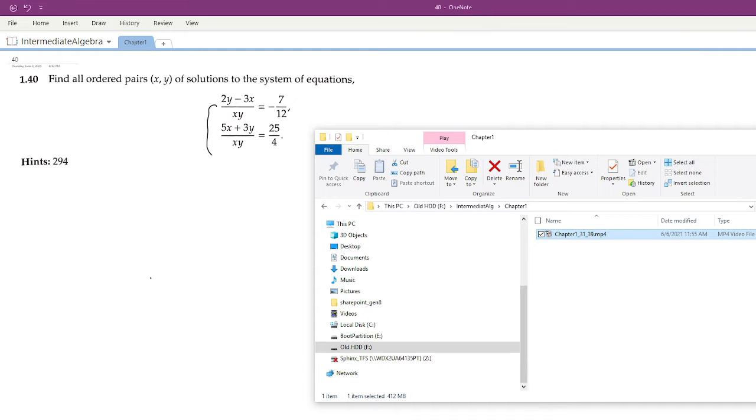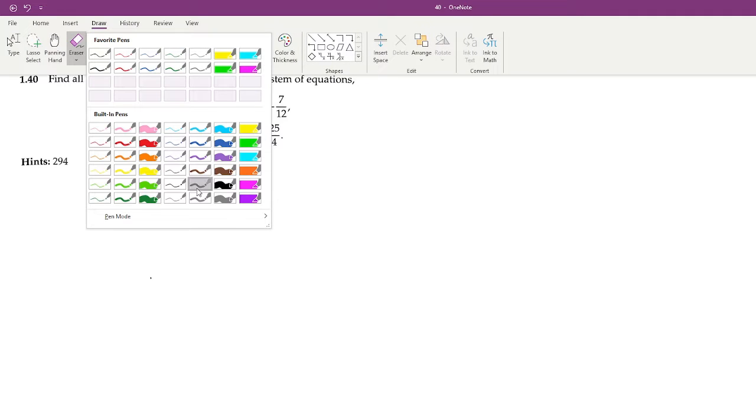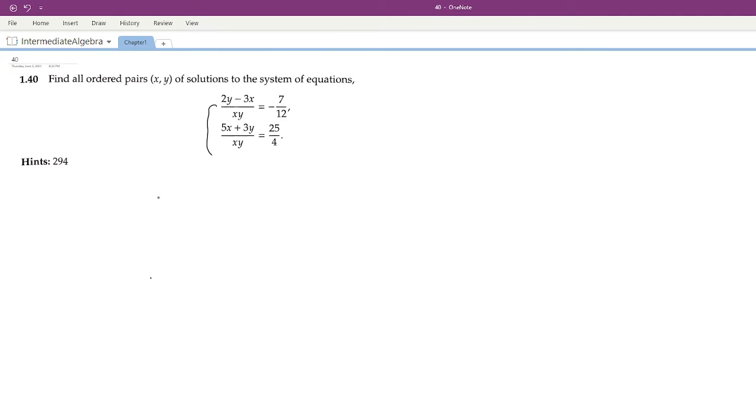Okay, so let's finish the second part of the Chapter 1 challenge problem of the intermediate algebra. So, question 40, we have two equations. We want to find all the pairs of x, y, right? So first, x cannot be equal to 0 and y cannot be equal to 0. Okay. Now let's do it.